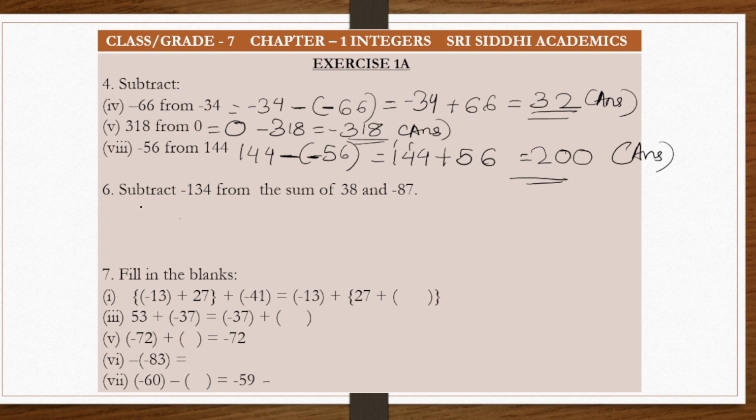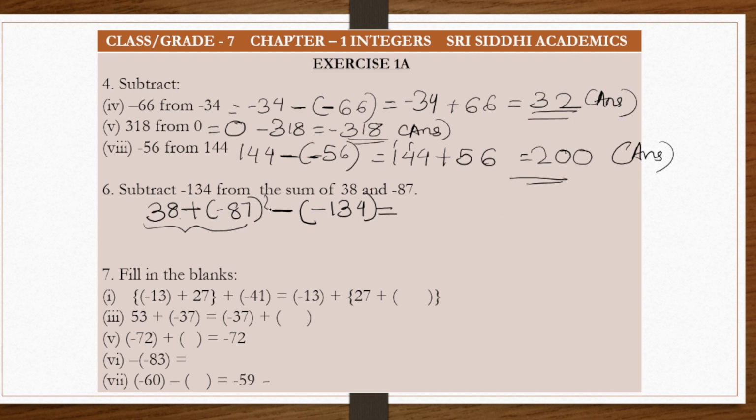Now we will do the next question, question number 6. Question number 6 is: subtract minus 134 from the sum of 38 and minus 87. So first we will do the sum. We'll write the sum 38 plus minus 87, with minus 87 inside the bracket because it's a negative integer. Then we will subtract minus 134 from it. So this minus is for subtraction, and then the negative integer minus 134 will go within brackets. Now first let's solve this part.